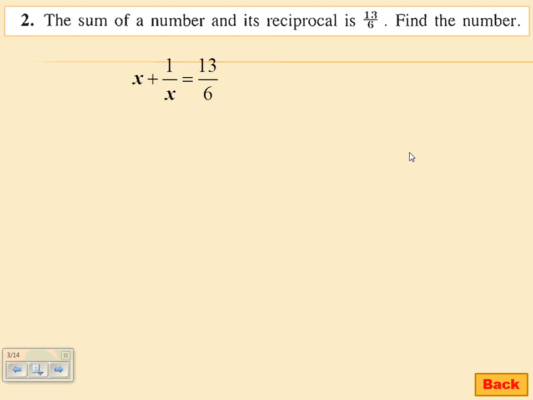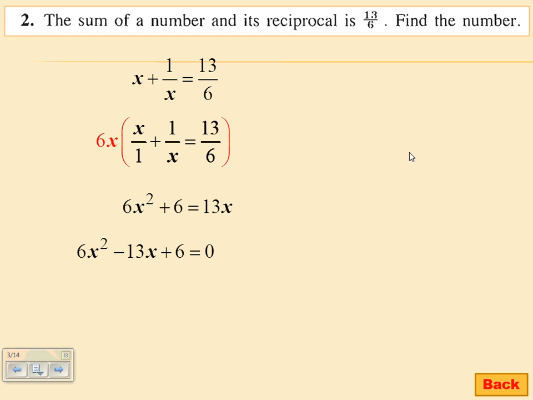The setup is x plus 1 over x equals 13 over 6. What I want to do is put a 1 under the x. Multiply everything by the lowest common denominator, which is 6x. Once I multiply everything by the lowest common denominator, I get 6x squared plus 6 equals 13x. I want to move everything to the left-hand side. I get 6x squared minus 13x plus 6 equals 0.